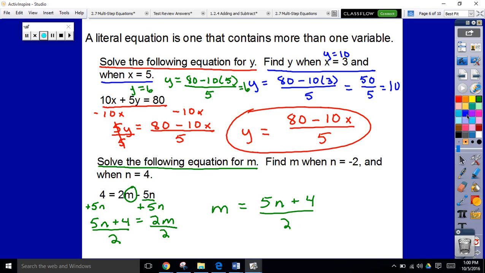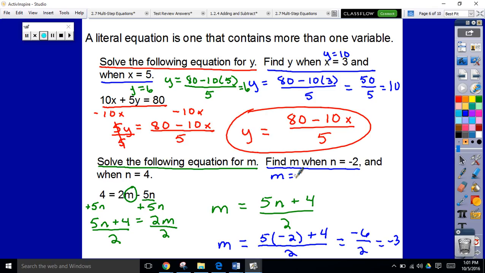Now I'm going to go on to the next step that says find m when n equals negative 2. So are all three of those your answers? Just a minute. I'm going to put negative 2 in for n. So m equals 5 times negative 2 plus 4 divided by 2. 5 times negative 2 is negative 10, plus 4 is negative 6, over 2 is negative 3. So when n is negative 2, m is negative 3.